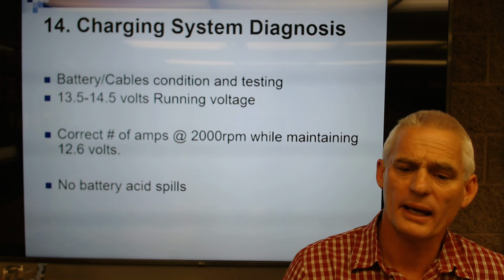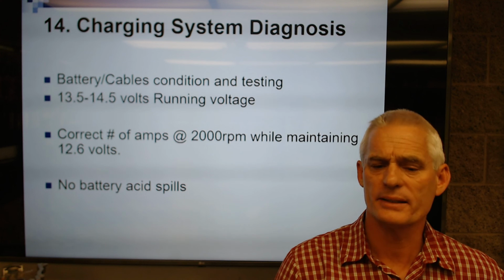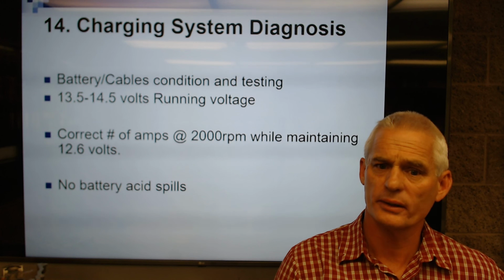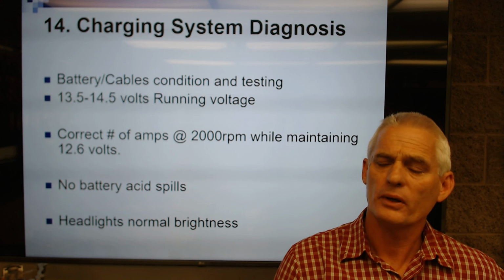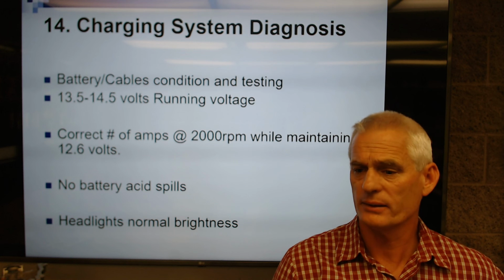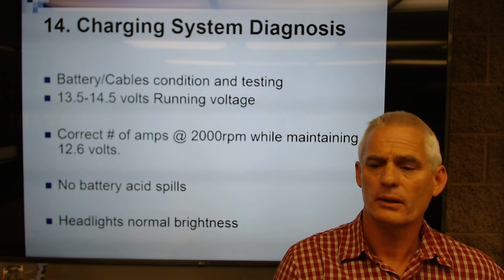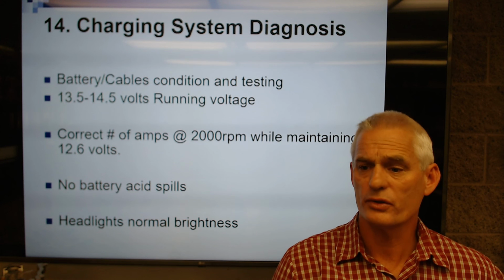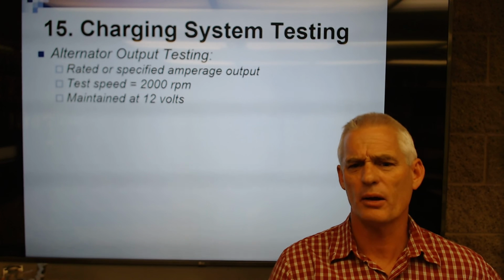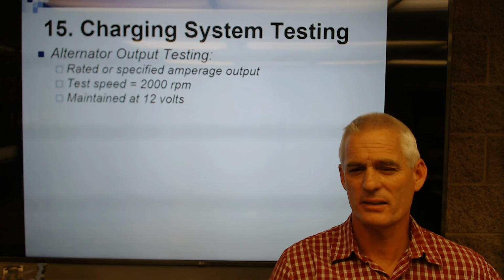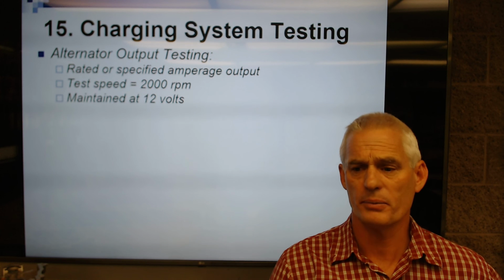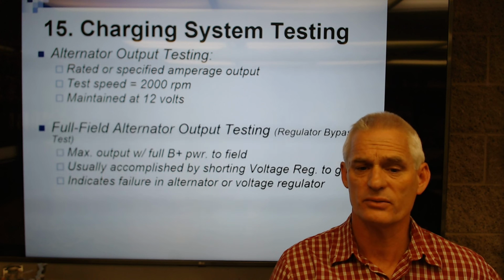We also want to make sure there are no battery acid spills, which would indicate an alternator that was overcharging because the voltage regulator was malfunctioning. We also want to note if the headlights are normal brightness. Overly bright headlights are an indicator of a voltage regulator that's overcharging the battery. Further, we're going to do an alternator output test. This is the test that tells us, can the alternator give us our rated amperage output at 2000 RPM and maintain a voltage of 12.6 volts.